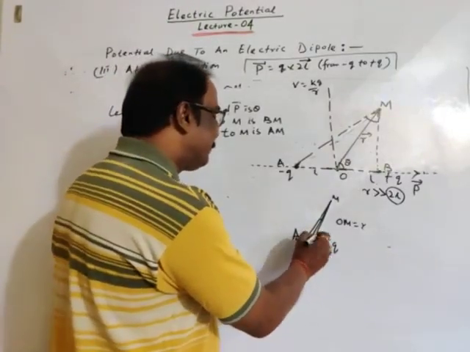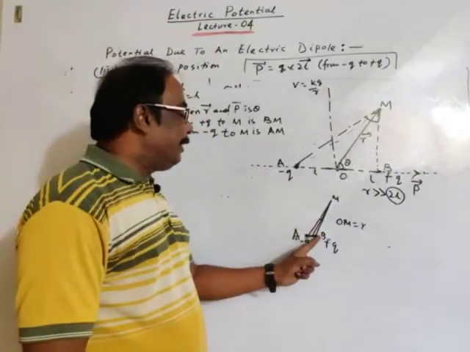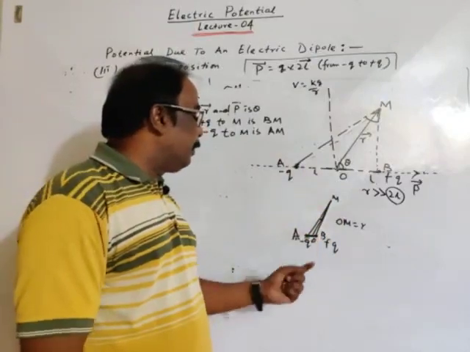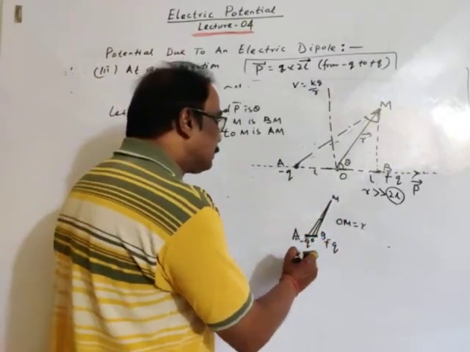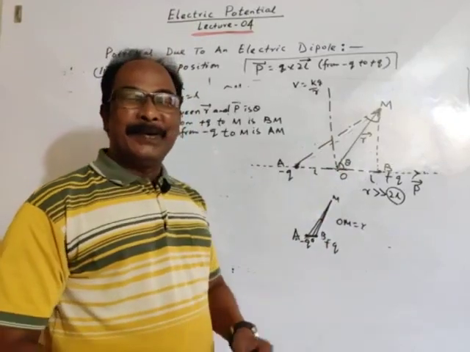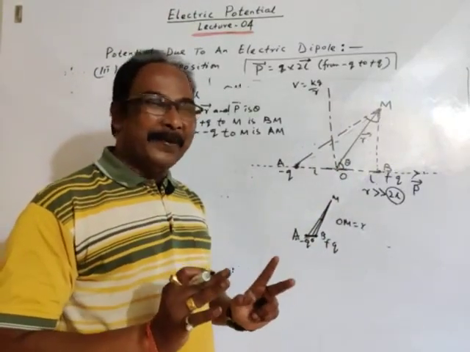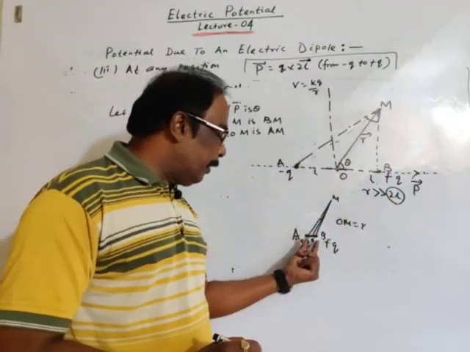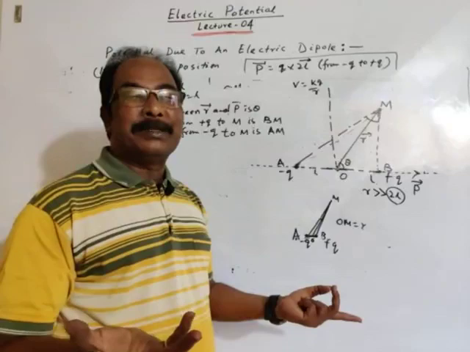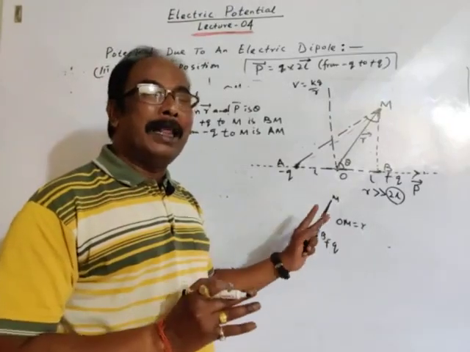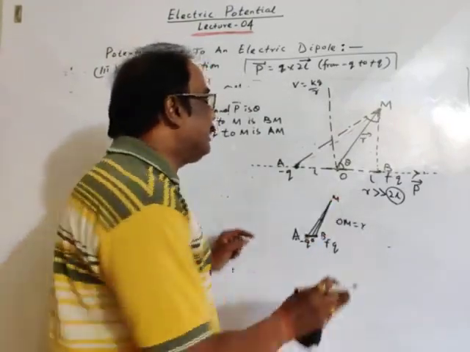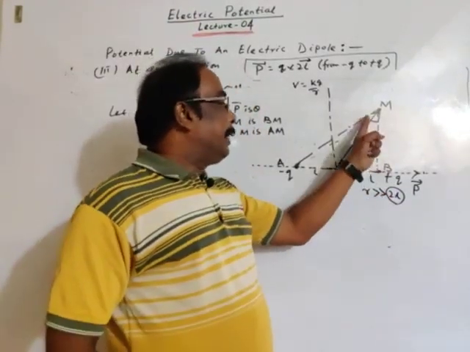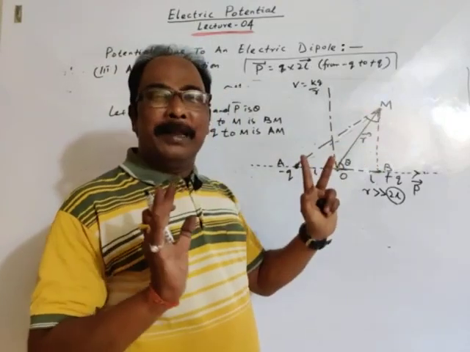This is B, this is A. The length AB is very small, the center point is O. So, if we consider an ideal dipole, then the distance between two charges, 2L, is very small, and the diagram will be like this. Okay, this is our practical consideration. So, here R is greater than 2L. If 2L is very small, then this angle is very small.